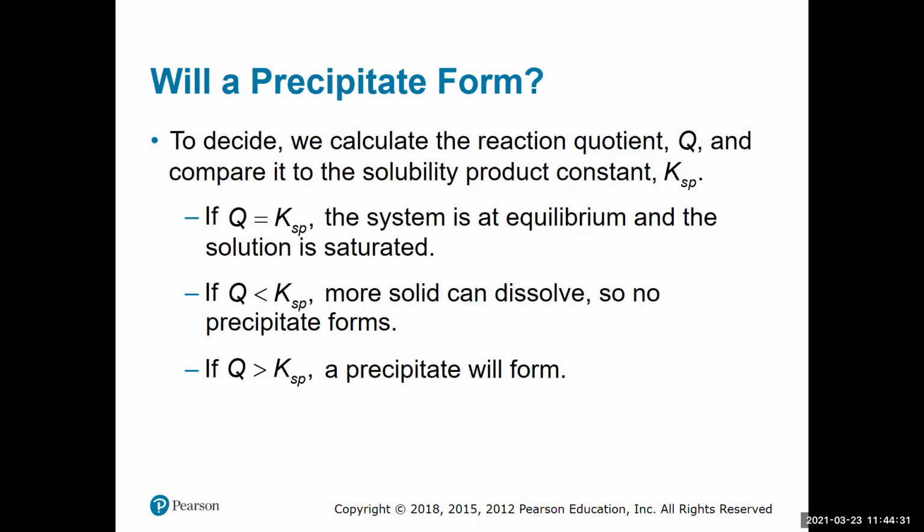If Q is less than KSP, that means you can have more products, and so you can put more solid in and dissolve more stuff. If Q is greater than the KSP, then you're going to have a precipitation happening. Once again, that Q is calculated just as you would calculate a KSP, but using the concentrations that you have at the time. We'll go over an example of that in a moment.